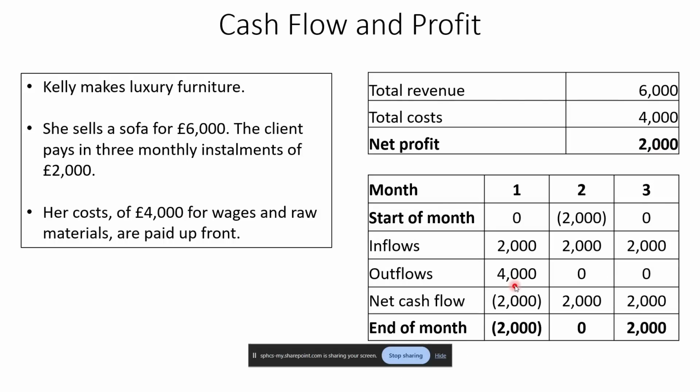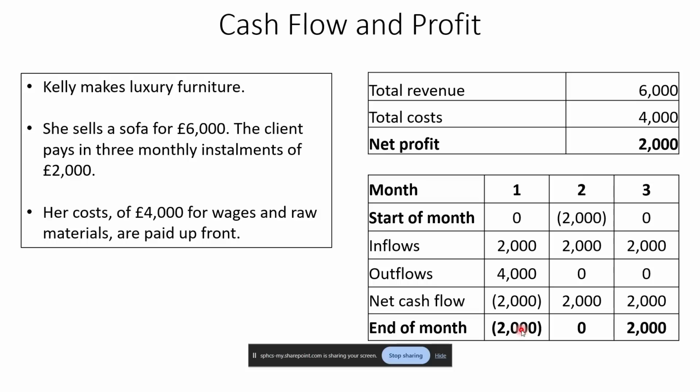She's paying her 4,000 up front. So in month one, here we can see what her cash looks like for this particular job. At the start of month one, she's got no money. She spends 4,000 on her materials, wages, etc. She only gets 2,000 in though in month one because the client's paying in 3 installments. So 2,000 in, 4,000 out. So at the end of month one, although she's recorded £2,000 profit on the job, in cash terms she's £2,000 down. That's what the brackets mean here. And we can see her inflows and outflows, the net cash flow, and the end of the month.